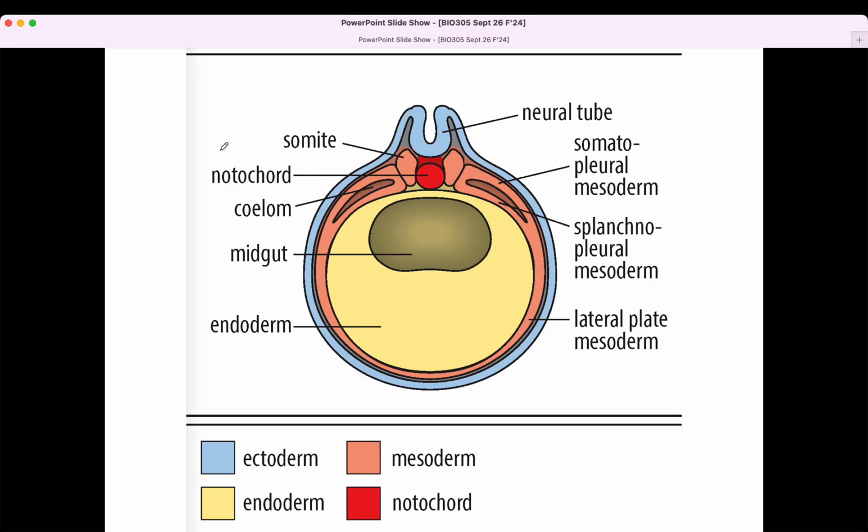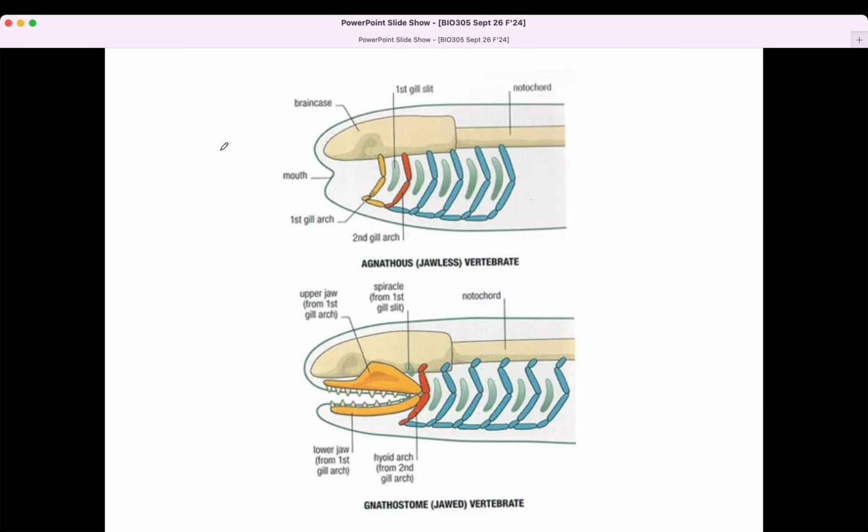And so here's just a picture of that. The original vertebrate, it's really hard to imagine this, the original vertebrates had a mouth, but it didn't have a jaw.